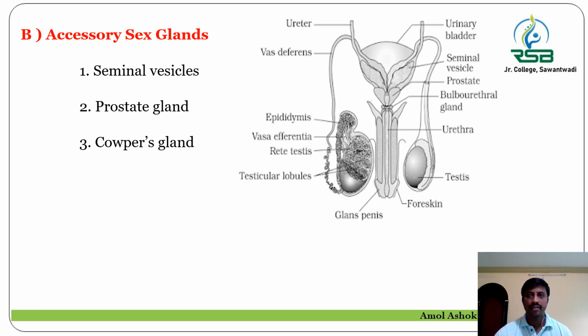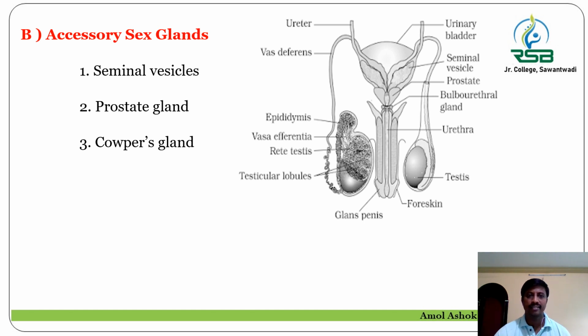So what are these accessory sex glands? Basically, in the human male reproductive system there are three types of accessory sex glands. Number one, the seminal vesicles. Number two, the prostate gland. And number three, the Cowper's gland, which is also known as the bulbourethral gland.